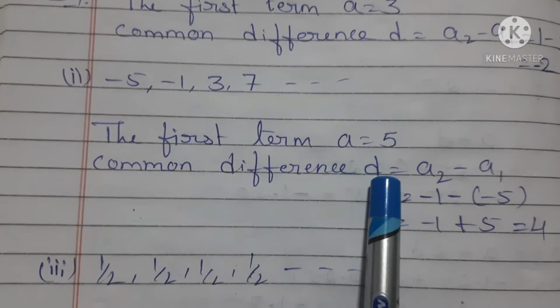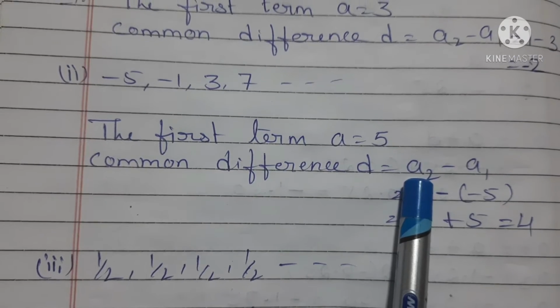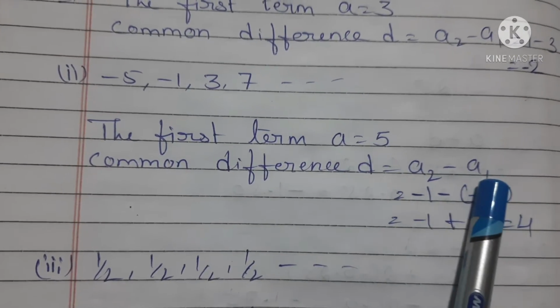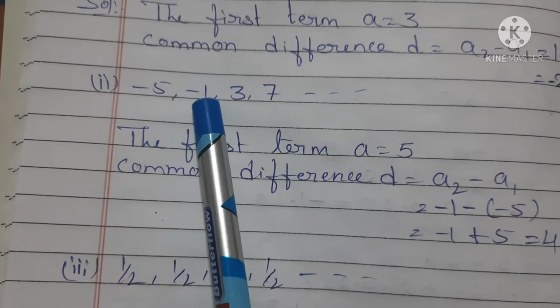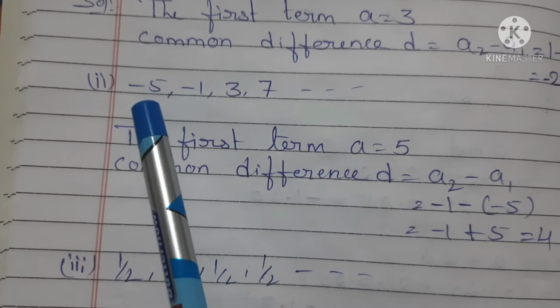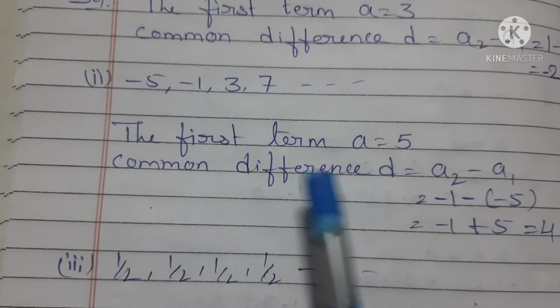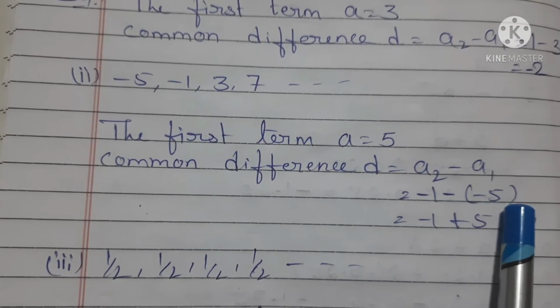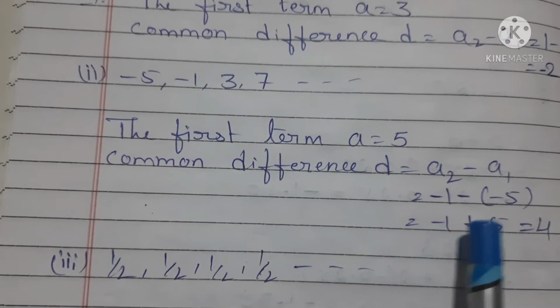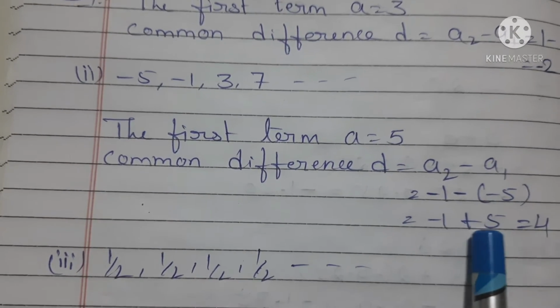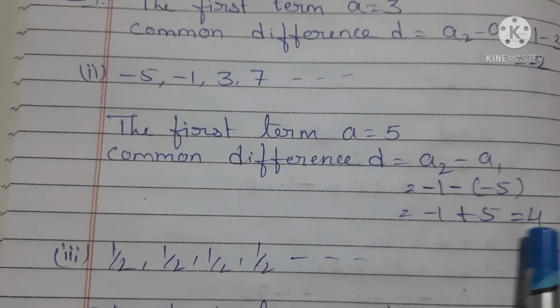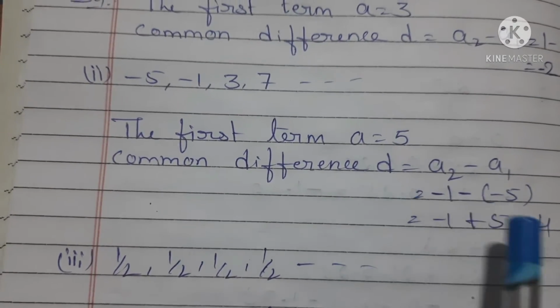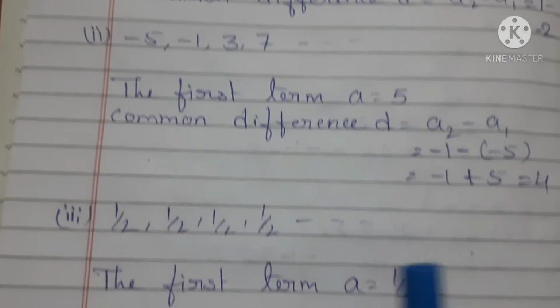The common difference d is equal to a2 minus a1. Here a2 is minus 1 and a1 is minus 5. Here minus 1 minus of minus 5, that is equal to minus 1, minus into minus plus 5, that is equal to 4. Now here the common difference is 4.